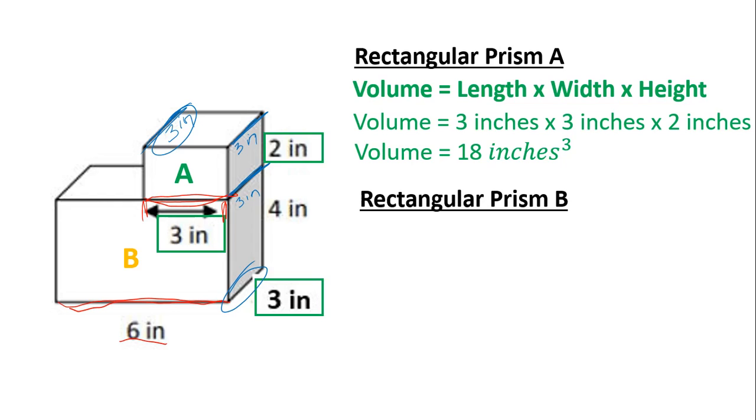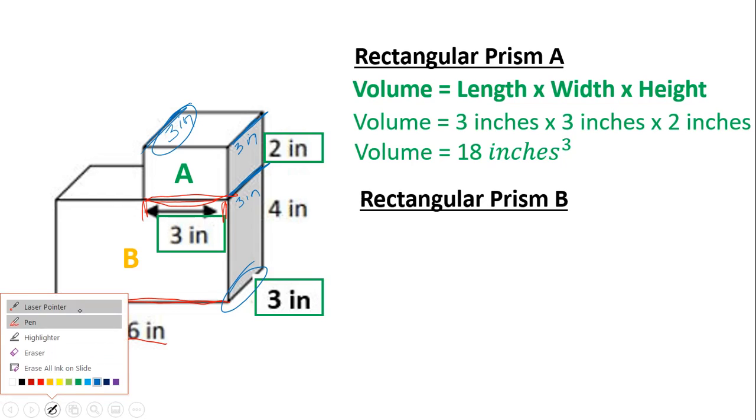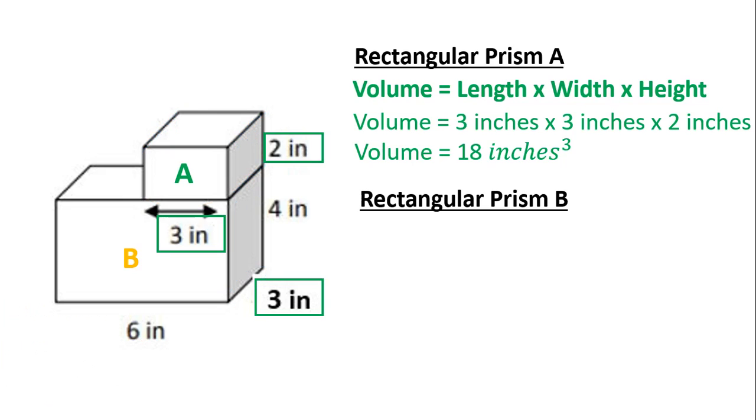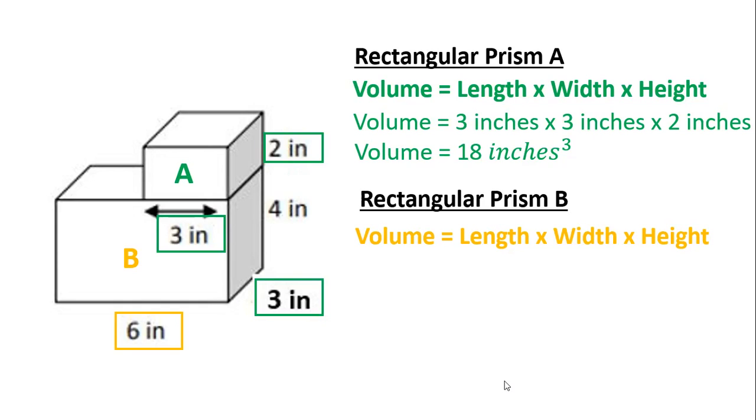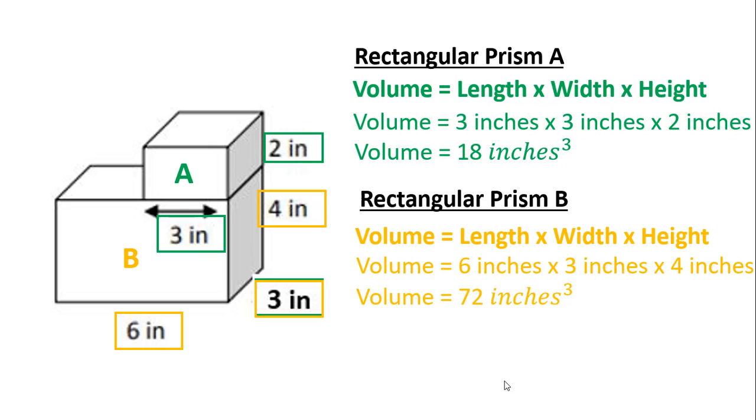Now we're going to find the volume of rectangular prism B. I'm going to clear all of our work. We're going to start by finding the length, width, and height. The length of rectangular prism B is 6 inches. The width is 3 inches, and the height is 4 inches. So we're going to multiply 6 inches times 3 inches times 4 inches. 6 inches times 3 inches is 18 inches squared, and 18 inches squared times 4 inches is 72 cubic inches.